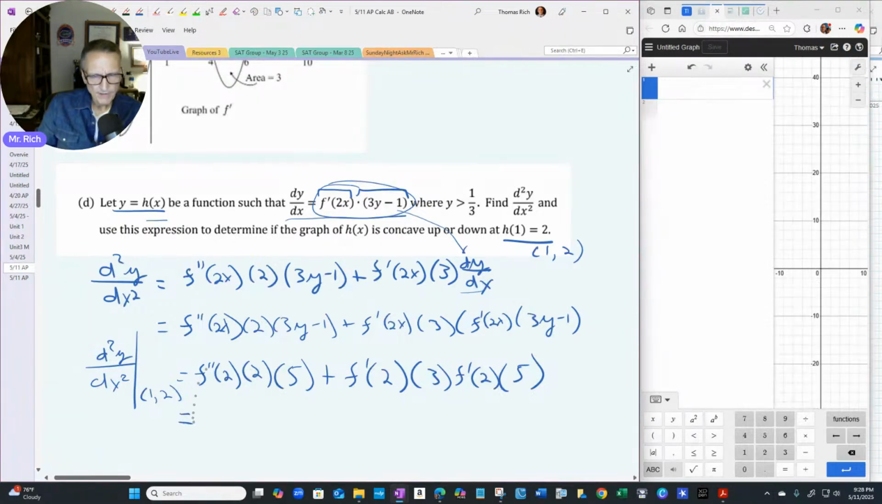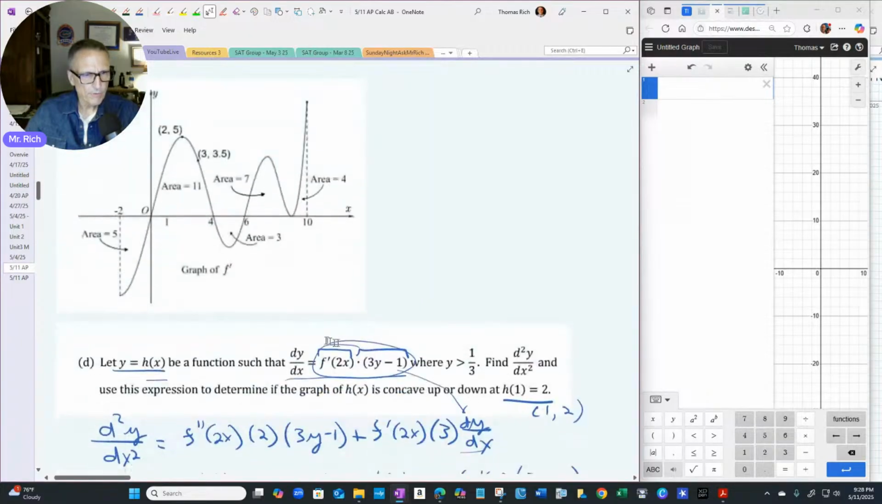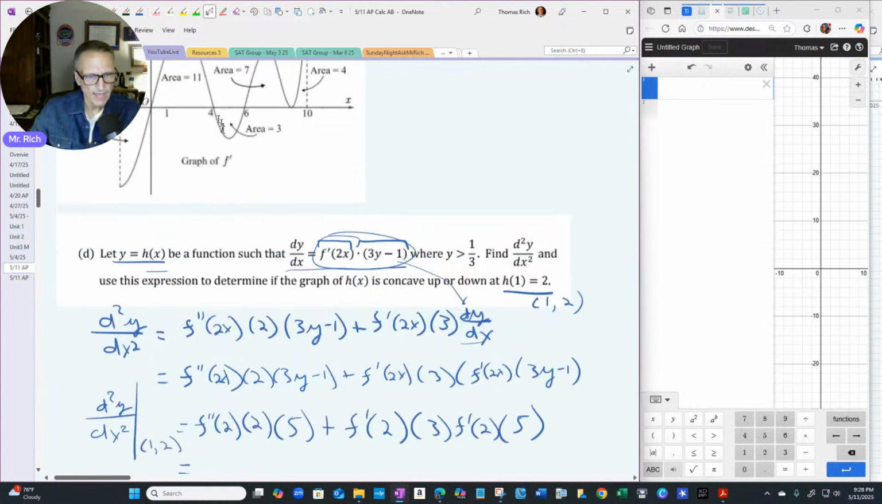All right, so we're still trying to evaluate this because we want to know whether it's concave up or down. So we want to know whether we're going to get a positive or a negative value here. So if we go back up and we look at f prime of 2, we see that the answer here is 5. So we can grab that.